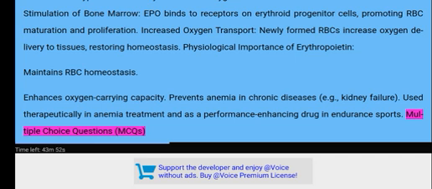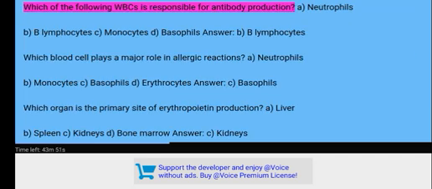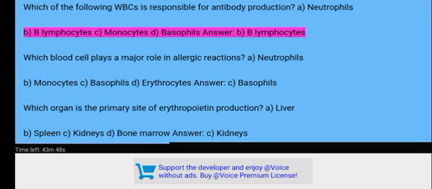Multiple choice questions, MCQs. Which of the following WBCs is responsible for antibody production? A. Neutrophils. B. Lymphocytes. C. Monocytes. D. Basophils. Answer: B, lymphocytes.